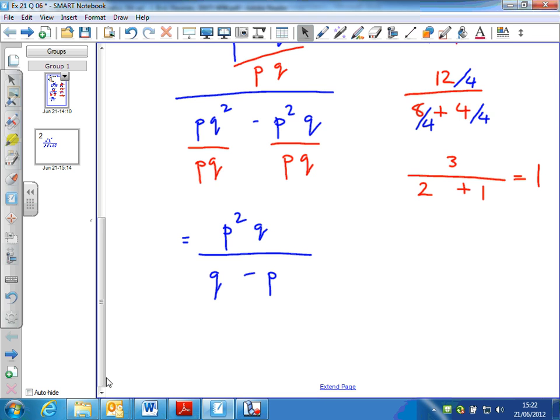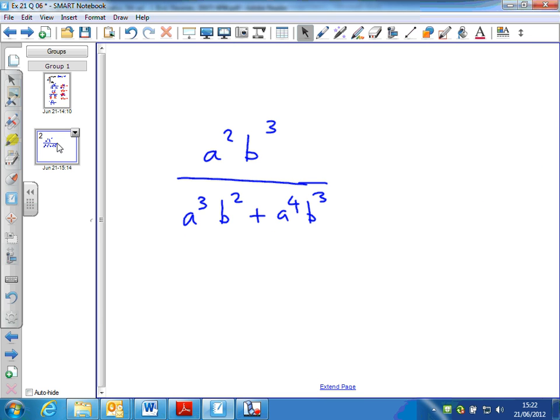Have a look at this question on the next slide. Exactly the same sort of idea. Look for the highest common factor for A and B and divide every term top and bottom by that highest common factor. The solution follows, so if you want to pause this video at this point, you can have a look at the solution in a minute.